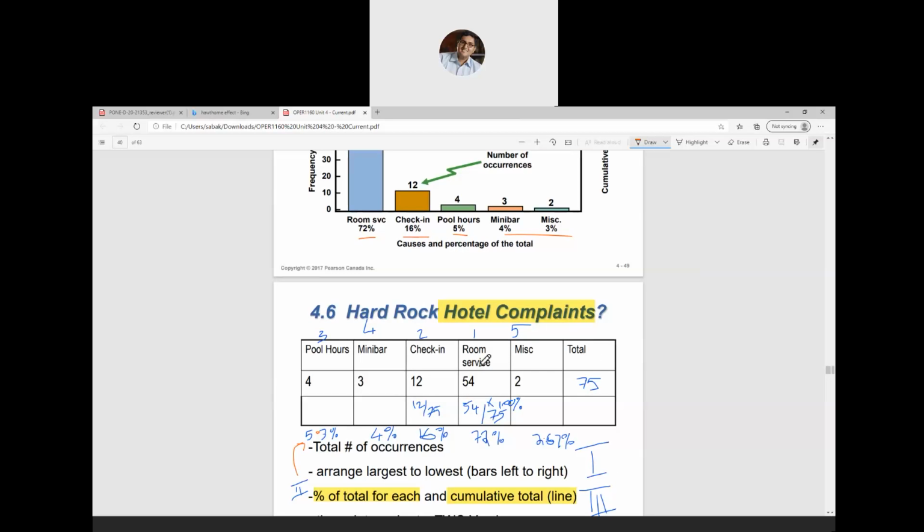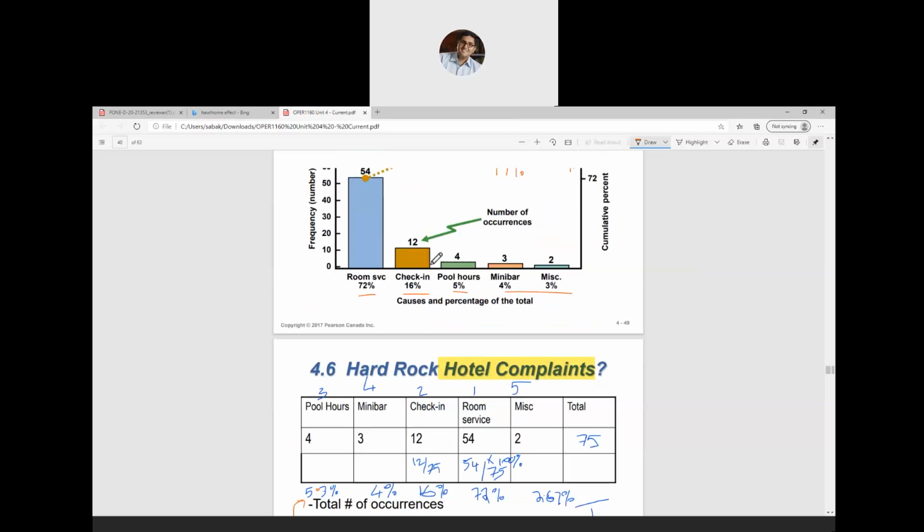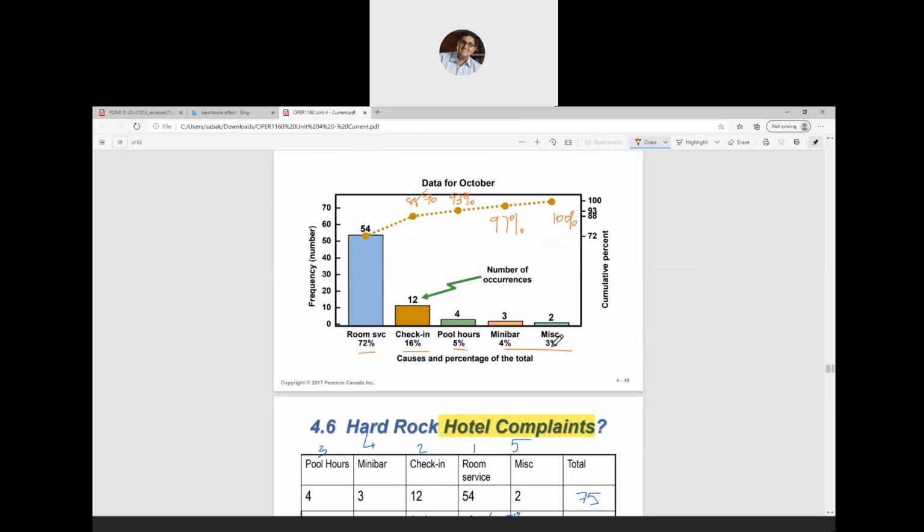So what you will be doing is, the first step is you arrange the data in descending order. So it's like room service, check-in, pool hours, minibar, and miscellaneous. This is the first step. The second step is to find the individual contributions. For room service, it is 54 divided by 75 multiplied by 100 percentage, and so on. Once you find the individual contribution of each of these, you can draw a bar chart as shown in the figure.